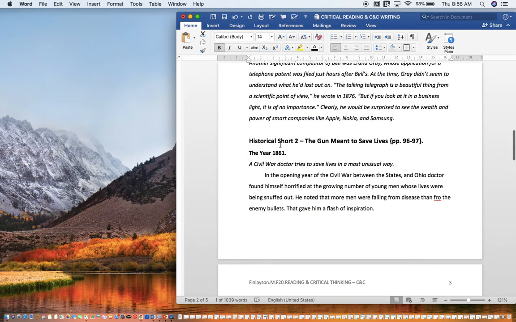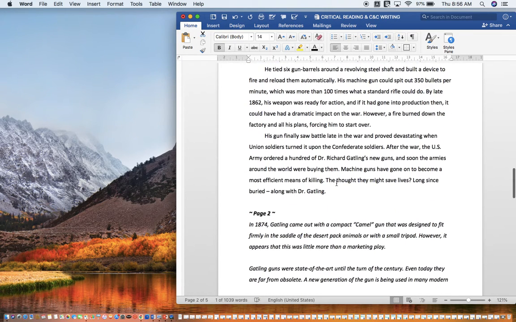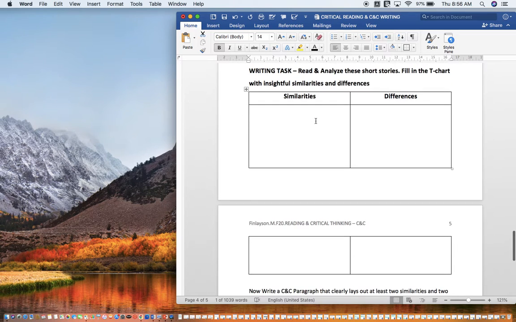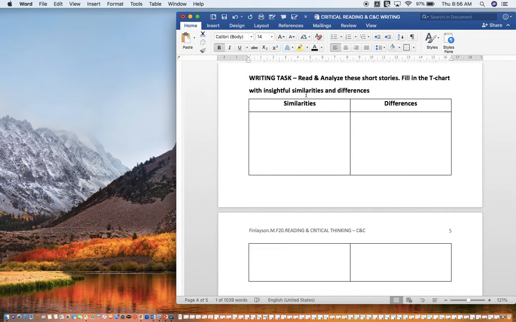And here is historical short number 2, and it's called The Gun Meant to Save Lives. So right within that title, we can even begin to tease out some irony. And yeah, this one happened just a year later in 1861. So you read both stories, and then once you've done the reading, you come to the writing section here. So the writing task will be to finish reading and analyzing the short stories. Then you're going to fill out the T-chart looking for similarities and differences that the two stories have between them. So there'll be some points that you can say, yes, both of these stories show this. And then you also find the differences. Story 1 shows this, but story 2 is the opposite.